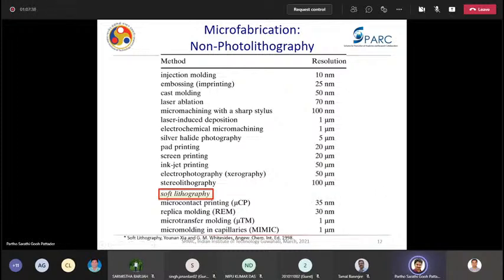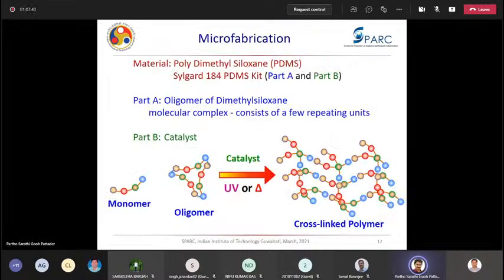While we are talking about microfabrication, one material is very important and widely used in microfabrication, that is polydimethyl siloxane. I'll talk about very little chemistry of it, because you have already learned a lot of chemistry about deep eutectic solvents and all. So here I'll cover just a little of the chemistry of polydimethyl siloxane. We get it as a commercial product, the Sylgard 184 PDMS kit.